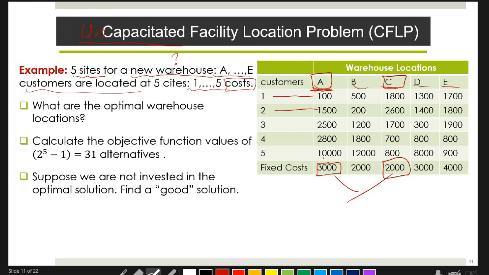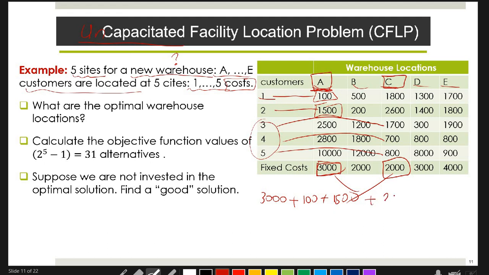Then what will be the total cost of this one? $3,000 for establishing that facility, plus $100 for satisfying the customer 1 from this facility, and $1,500 to satisfy that customer from this facility. Then what will happen to the other customers? I need to satisfy all demand. So it means that if I established facility C, I need to satisfy these customers from here. And in that case, the cost of that one will be $2,000 for facility C.